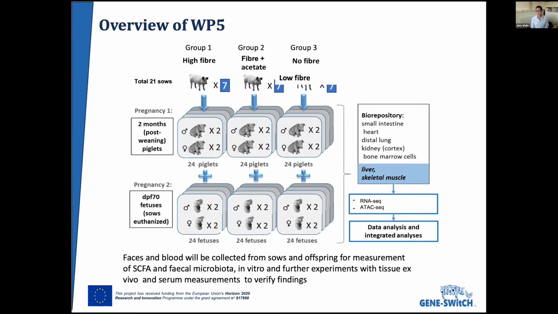Muscle because of the reasons I said, but liver also because it is an organ that metabolizes the short-chain fatty acids when they go from the gut into the portal vein, where they reach high concentrations. They're metabolized by the liver. And it will be interesting to see what effects these have on liver metabolism and liver function, on pathways like lipogenesis, for example. So we have generated from liver and skeletal muscle, both from the piglets and from the fetuses, RNA-seq and ATAC-seq, and are now looking at the data analysis and integrated analysis.